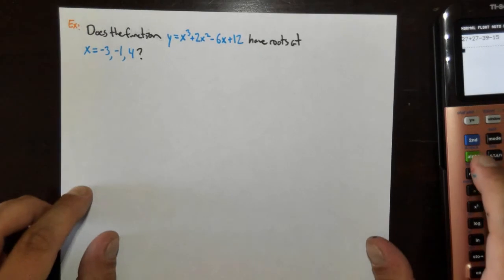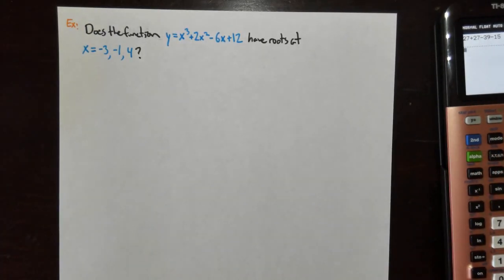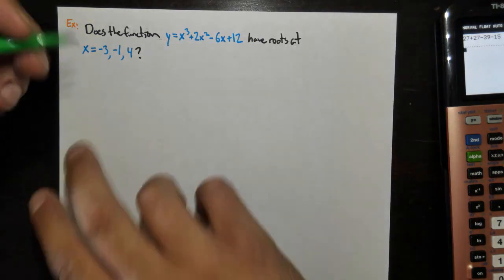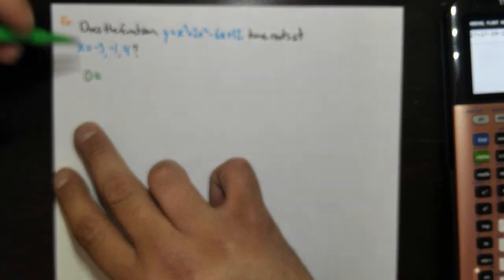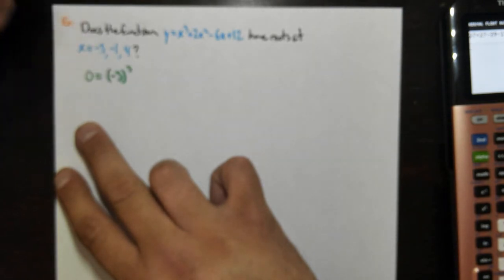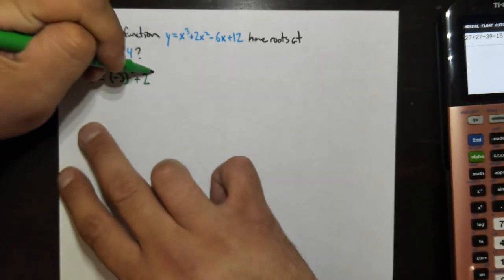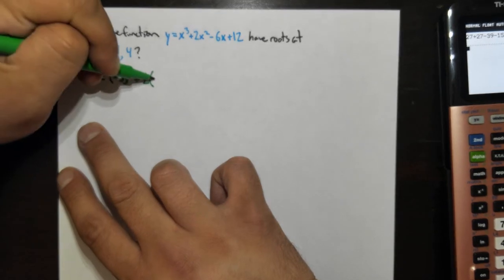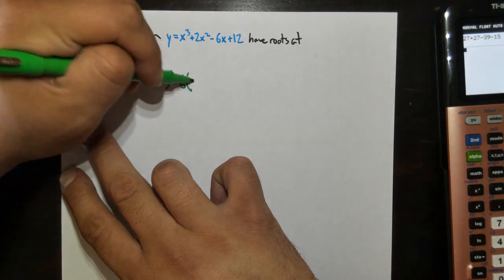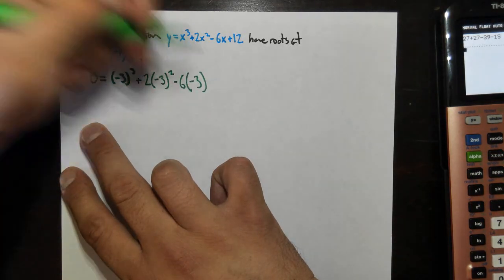So does the function y equals x cubed plus 2x squared minus 6x plus 12 have roots at x equals negative 3, negative 1, and 4? So again, I'm going to set y equal to 0, and I'm going to start with negative 3. I'm going to plug in negative 3 every time I see an x. So 0 equals negative 3 cubed plus 2x squared, but x is now negative 3, minus 6 times negative 3 plus 12.